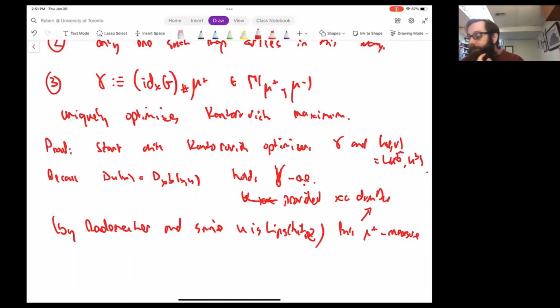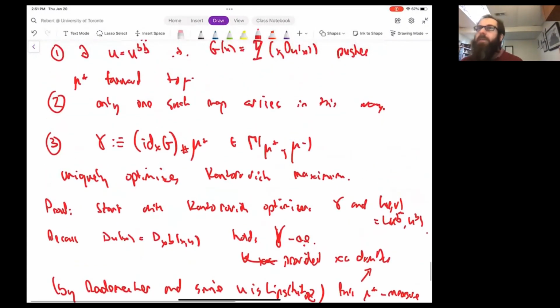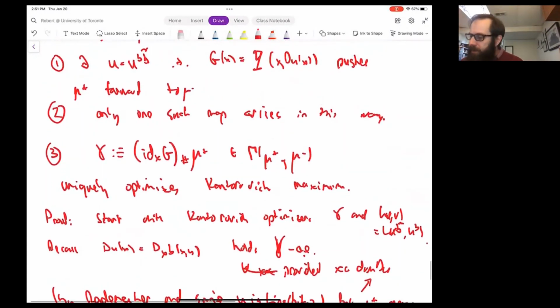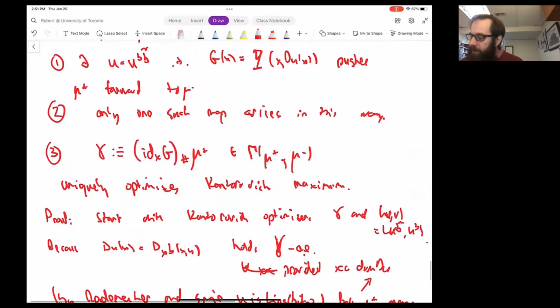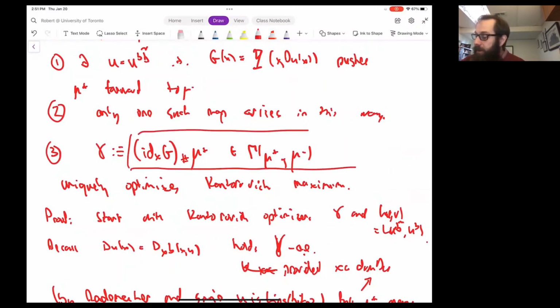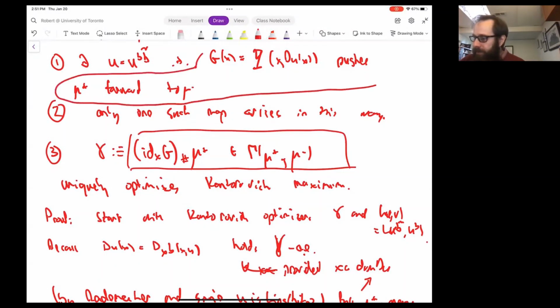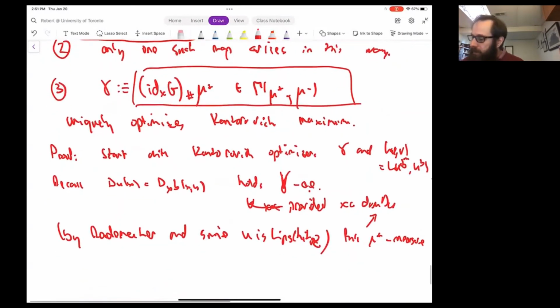And so basically what's the main thing that I would need to check here? If I checked the last thing here, then that would also be telling me that indeed G pushes mu plus forward to mu minus. And so that's the main thing I want to check.